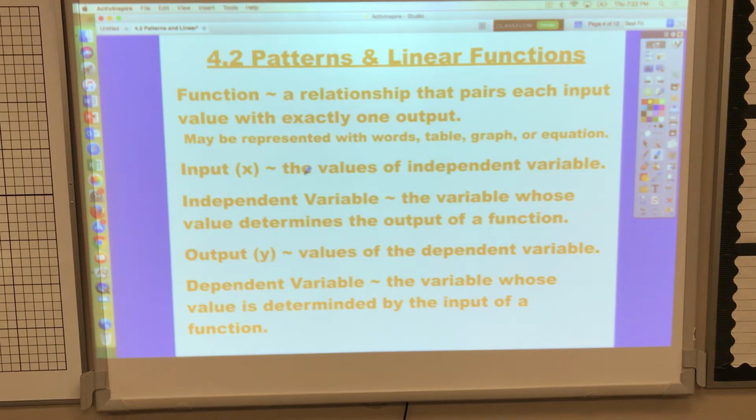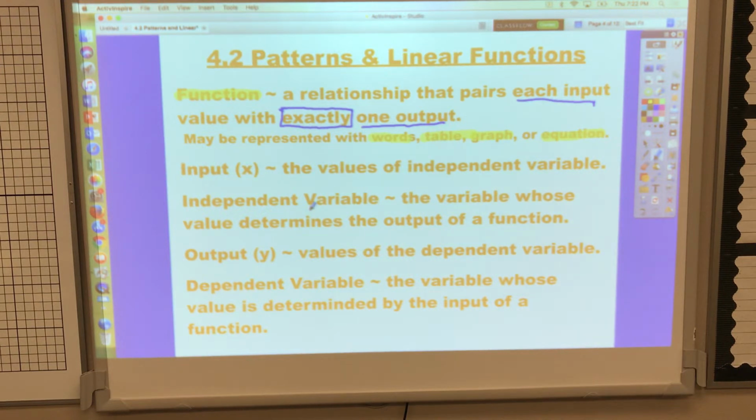Today you will be learning lesson 4.2 on patterns and linear functions. A function is a relationship that pairs each input with exactly one output. And that's key important. Each input can have exactly one output. So whatever I plug into that equation, no matter when I do it, I'm always going to get the same answer. And a function can be represented with words, tables, graphs, or equations.